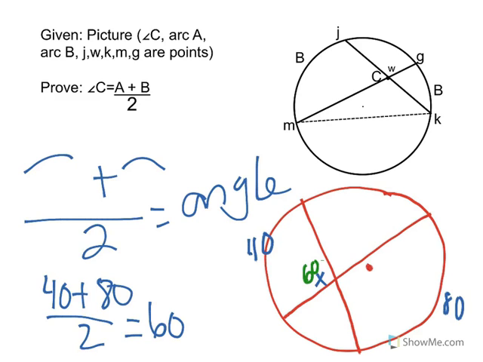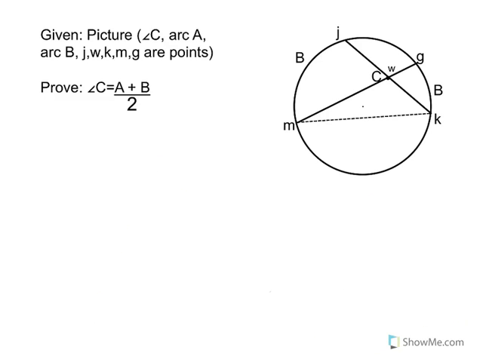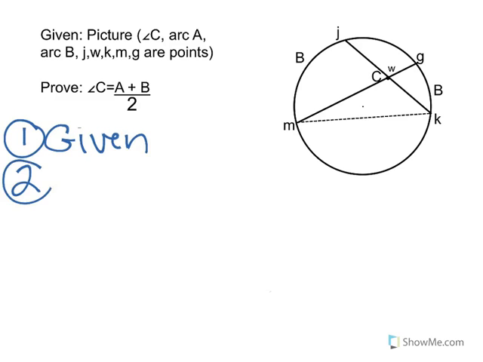So now let's prove why that works. Let's start with our given first. And now let's look and see what we know. We know that we have an angle. That's angle C. We have arc A and B. This should be an A. And then points J, W, G, M, and K.